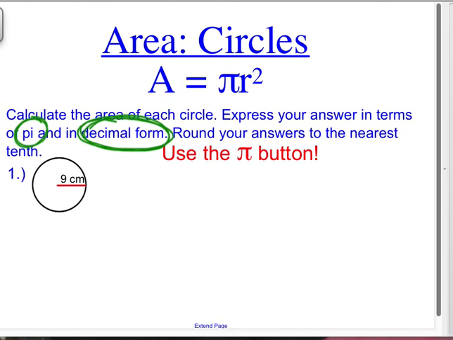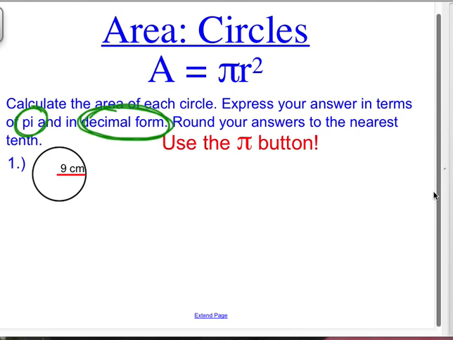You're going to need to pay attention as I'm writing the answers to this problem. They want you to show your answers two different ways. And then, of course, it says round your answers to the nearest tenth. And I put a reminder on there that says use the pi button on your calculator. Again, if you don't have one, you can use 3.14, but I'm hoping that you can find or use a scientific calculator.